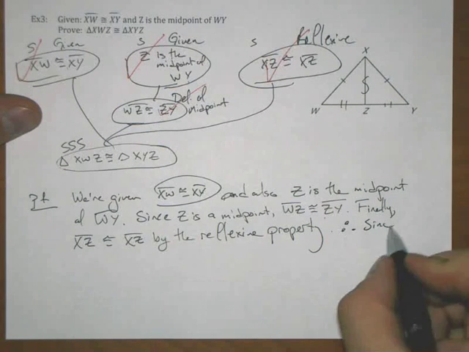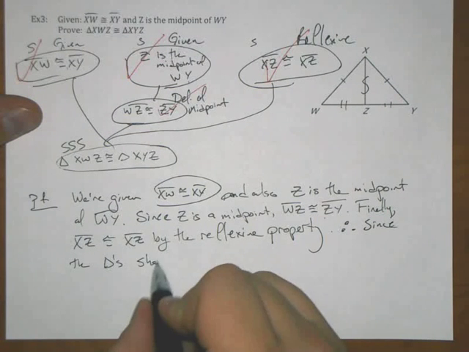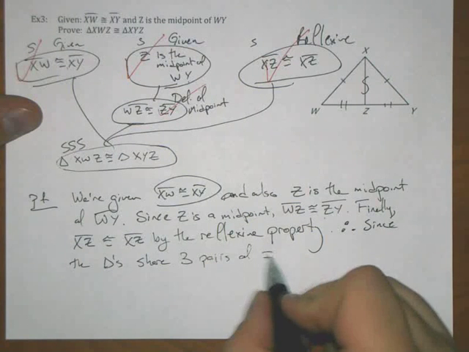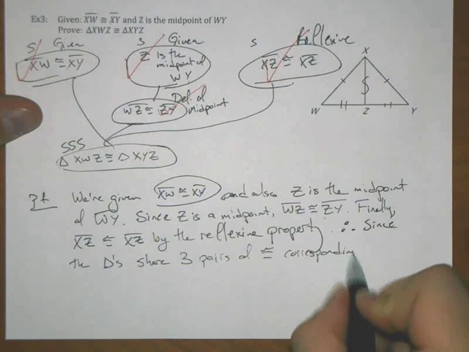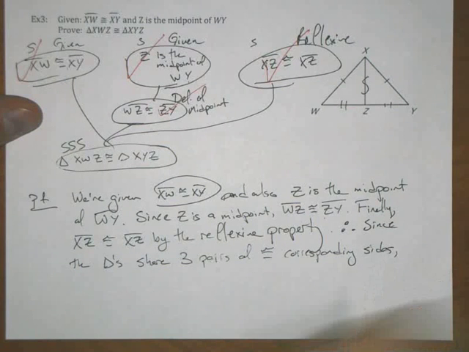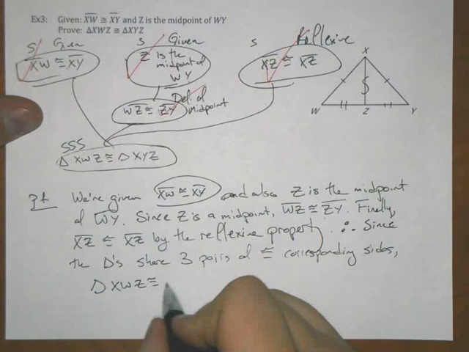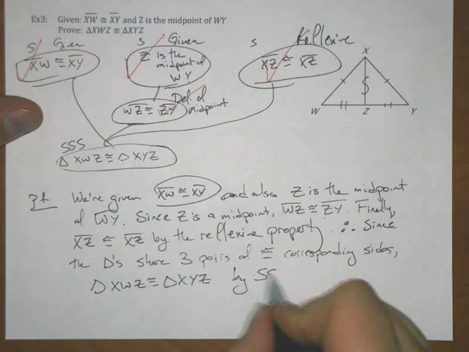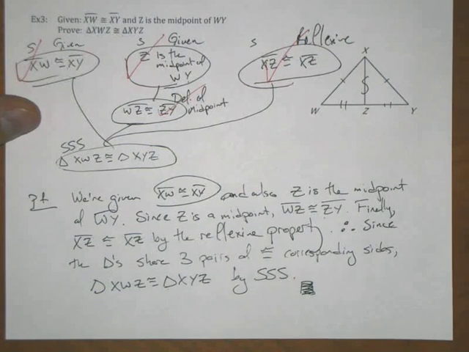Therefore, since the triangles share 3 pairs of congruent corresponding sides, triangle XWZ is congruent to triangle XYZ, side, side, side.